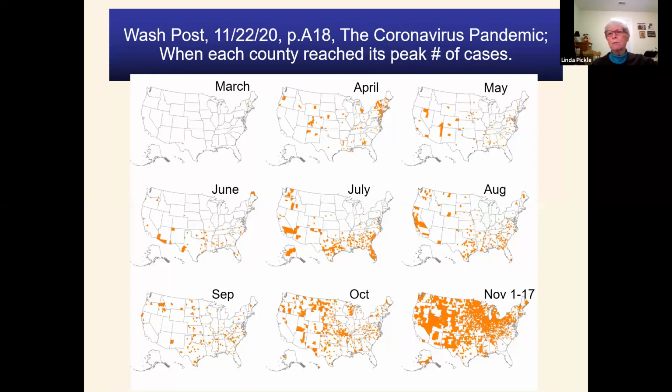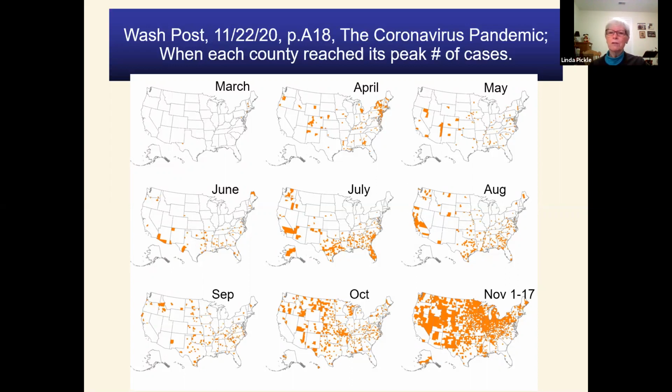So this is how the Washington Post published these maps originally. They didn't animate. They were published on one page. Now you can look around and find your hometown or find your favorite county, and you'll see which month they had their peak of coronavirus cases. It's much easier this way.